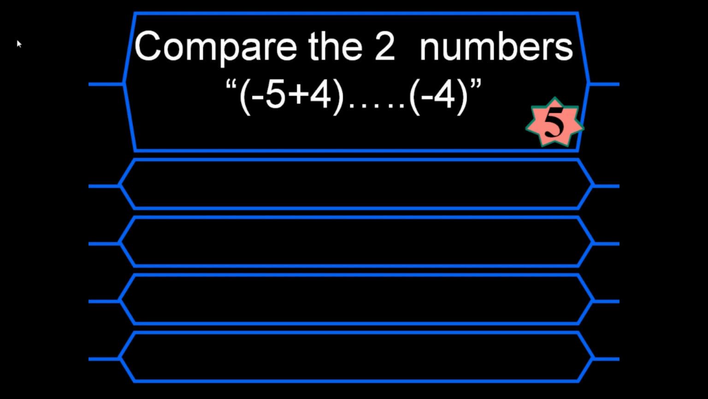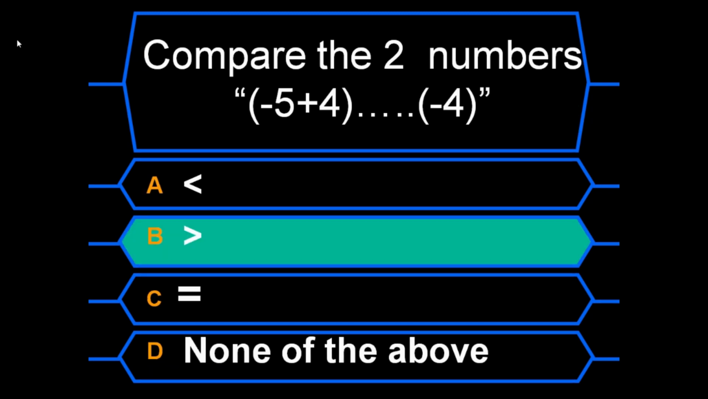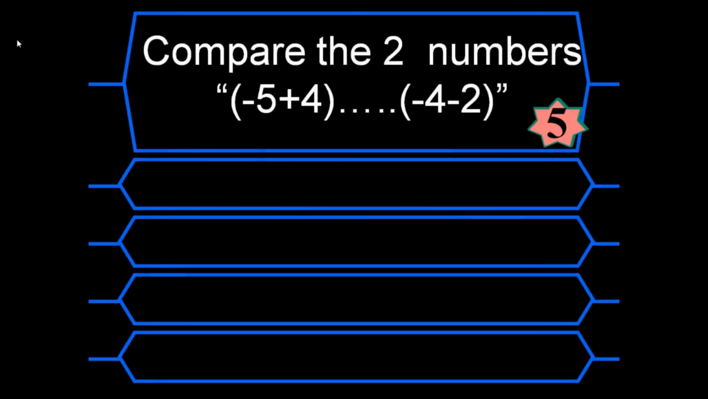Number 4. Compare the two numbers. Is it less than, greater than, equals, or none of the above? 5 seconds. Off we go. It is greater than. So minus 5 add 4 is greater than minus 4. 100,000 pounds.